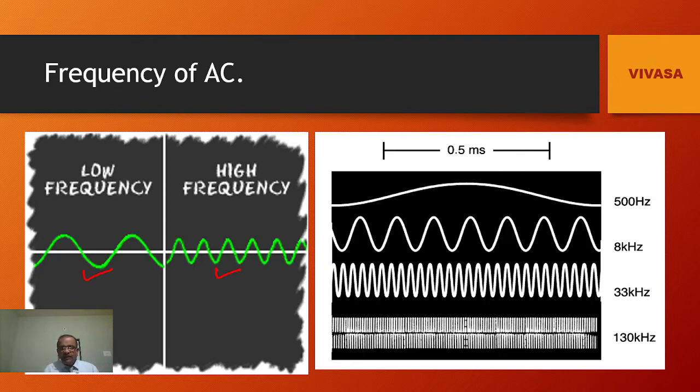Come to the other figure here. The time is the same for all four figures I have shown. The first one is 500 Hertz, a low frequency. See the oscillations here, one half oscillation. Then this is 8000 Hertz, the number of oscillations increases. 33,000 Hertz, the number of oscillations still increases. 130,000 Hertz, the oscillations increase further. This tells about the frequency of AC. Frequency is the number of oscillations made in 1 second. If the number of oscillations made in 1 second is more, it is called high frequency, and if it is less, it is called low frequency.